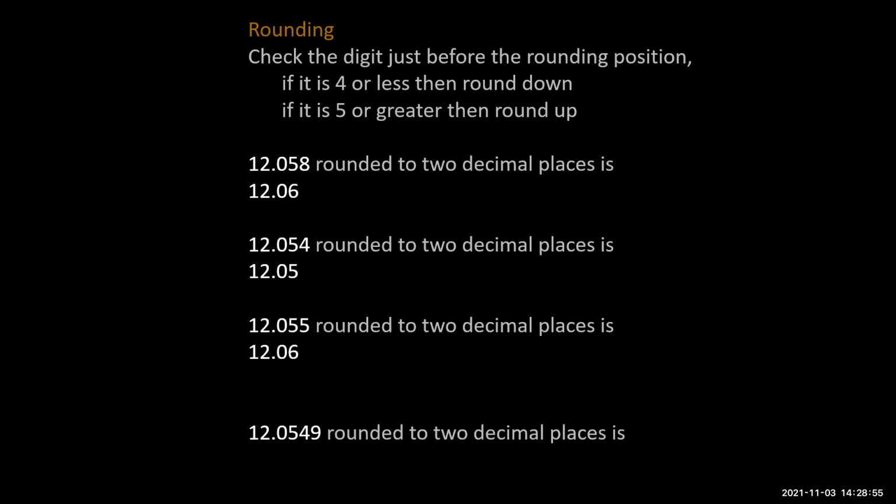And you only need to look at just the number right next to the rounding spot. So you don't have to look at the 9. You can just look at the 4 and then round it based on that. So this will round to 12.05, even though there's a 9, that will not change the 4.